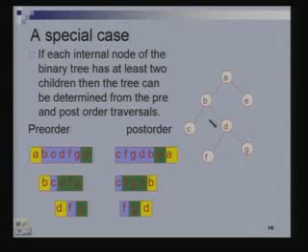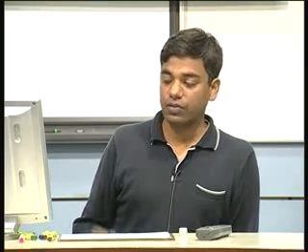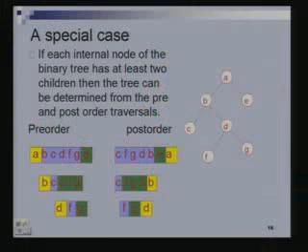More questions? Can we find how many binary trees we can get given only in-order, or given only pre-order? Can you count the number of binary trees given only, let's say, a pre-order traversal? What do you think? Yes, sir. 2 to the power n minus 1. Why? Because at every point we can say it is on the left or it is on the right. Yeah, it's at least 2 to the power n minus 1.